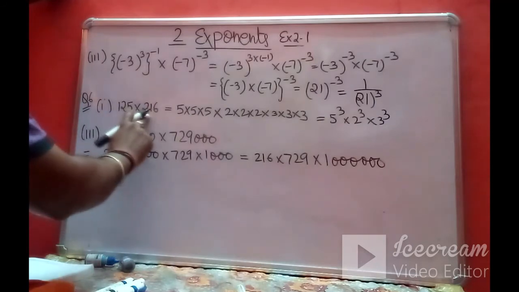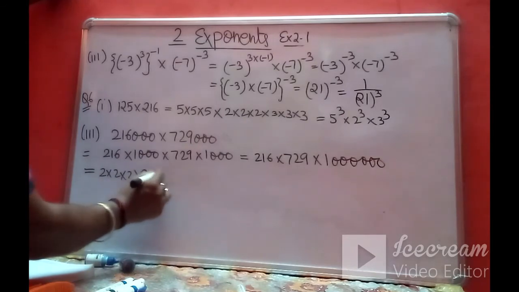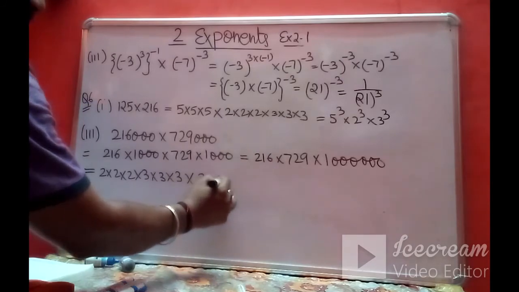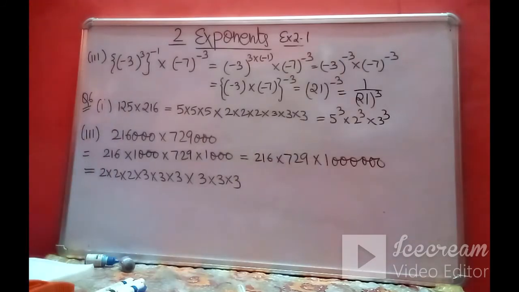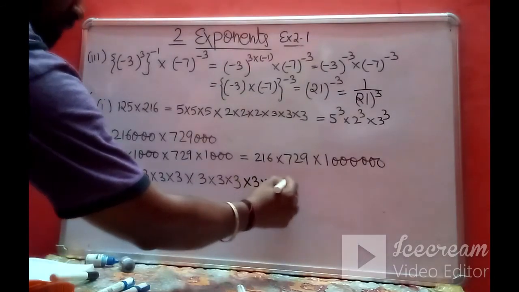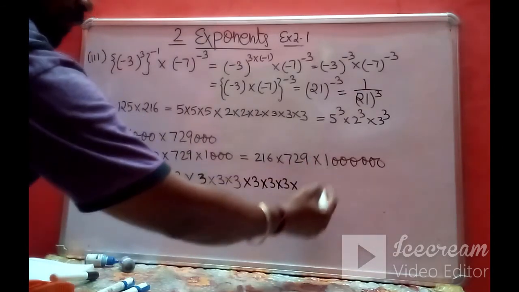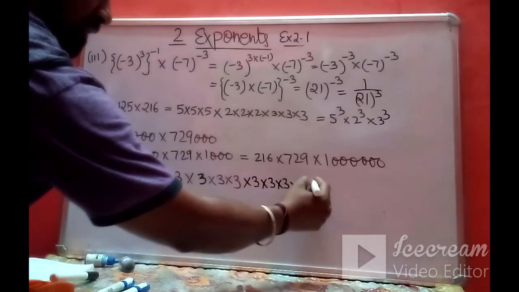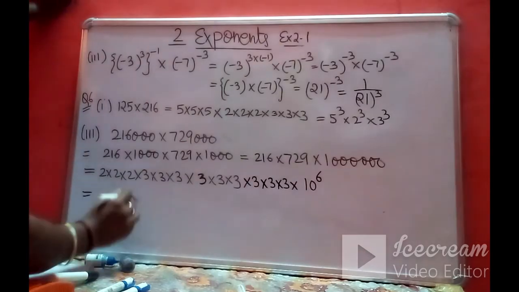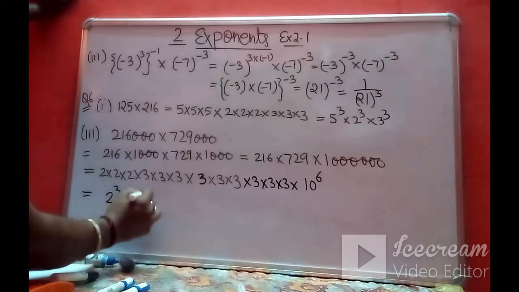Now the prime factorization of 216 I have already written: 2 into 2 into 2 into 3 into 3 into 3. Then the prime factorization of 729 is 3 into 3 into 3 into 3 into 3 into 3. Then you can write the six zeros very easily as 10 to the power 6. So it is 2 to the power 3 into 3 to the power 6.